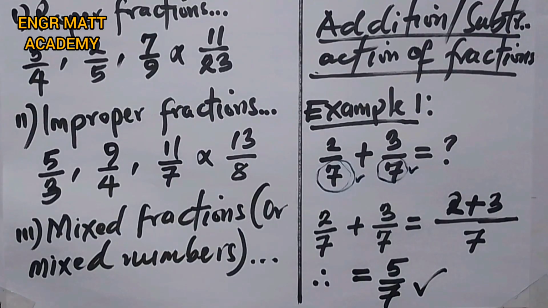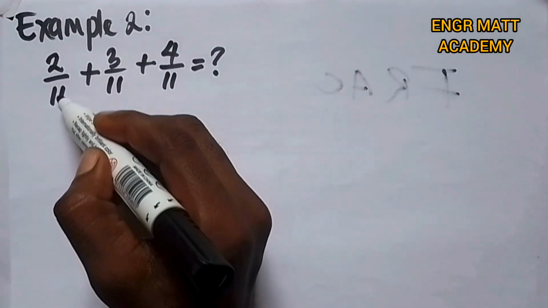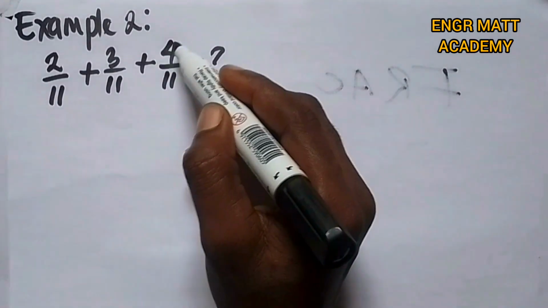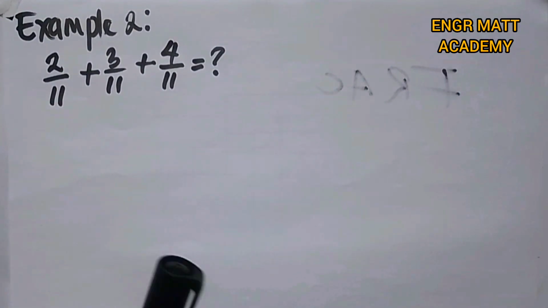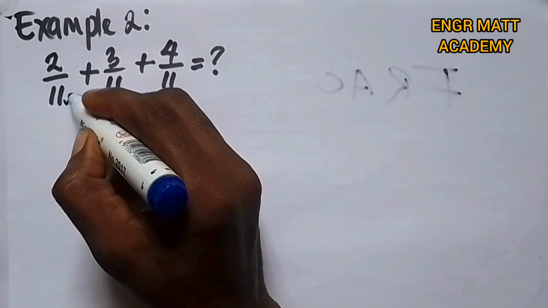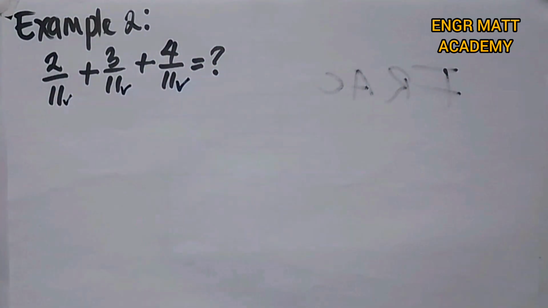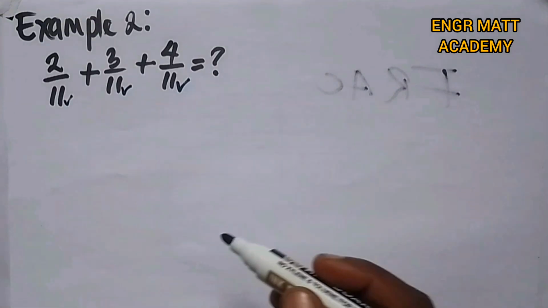Simple, right? Let's look at another example. We have 2 over 11 plus 3 over 11 plus 4 over 11. Remember, the denominators are the same. So we have 2 over 11 here, 3 over 11 here, 4 over 11. When the denominators are the same, we don't have much to do. We only have to add the numerators.